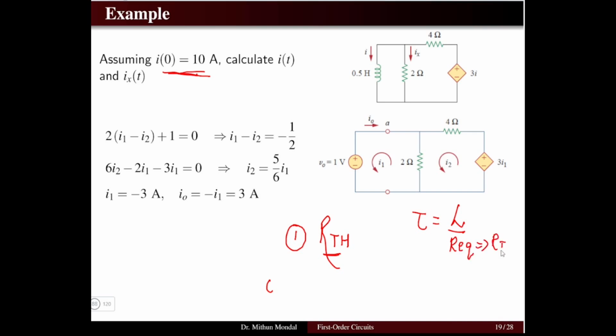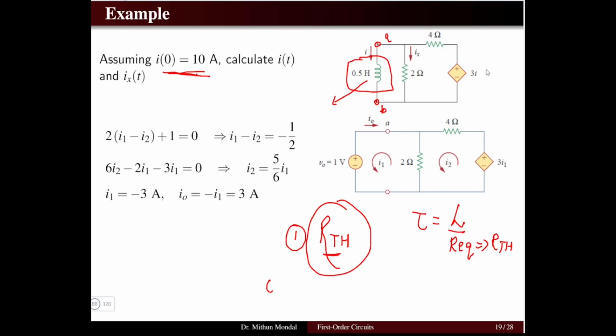Where is R Thevenin? At the inductor terminal. So this is our inductor. Here we need to determine R Thevenin. This is my terminal A and this is my terminal B. So what I have to do is that at terminal AB, the inductor will be removed from the circuit. If I remove the inductor from the circuit, I need to determine the R Thevenin.